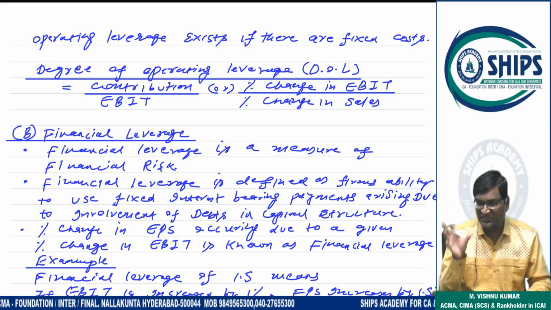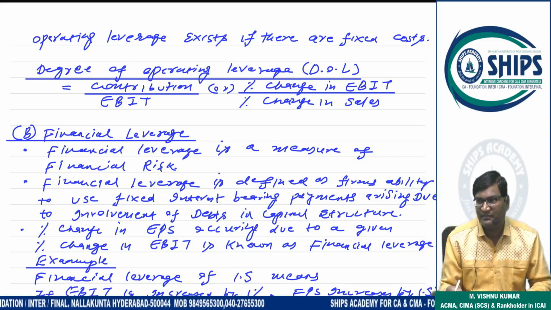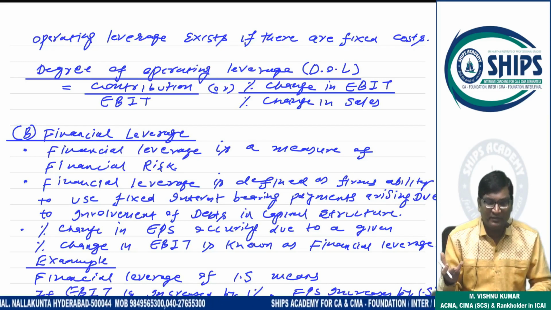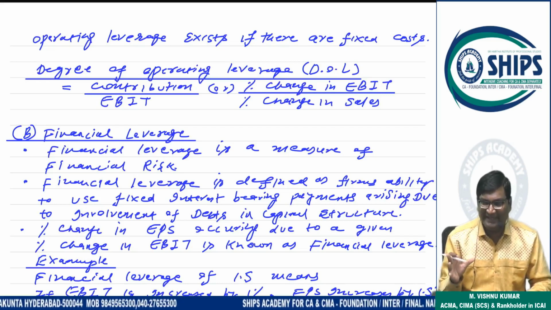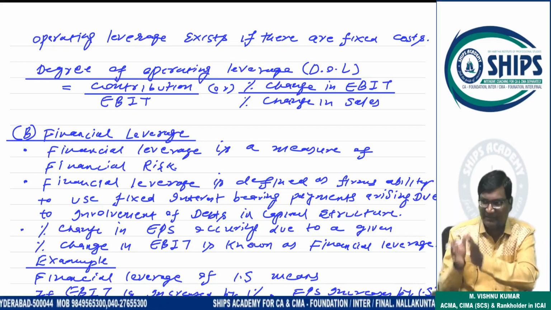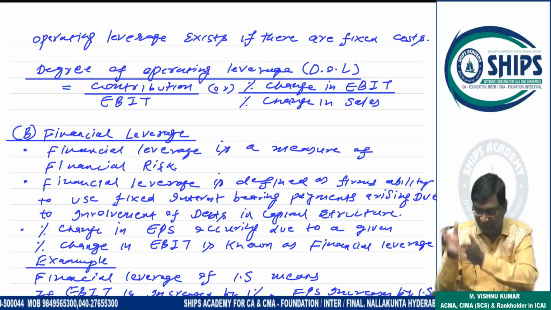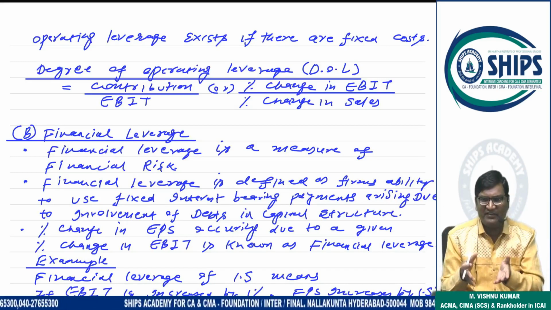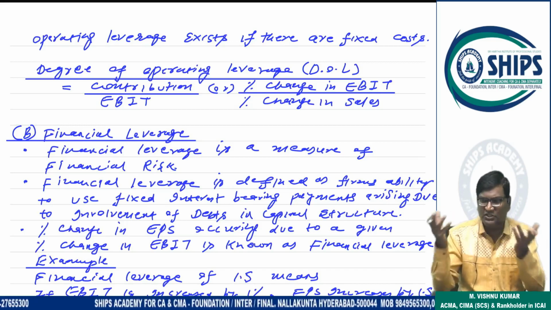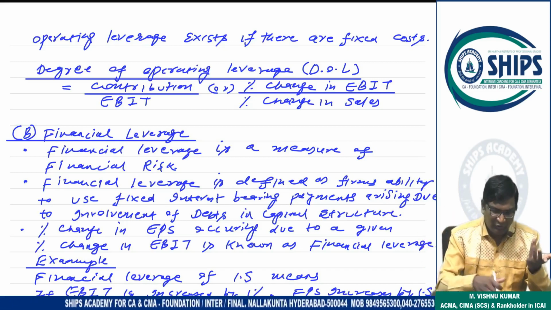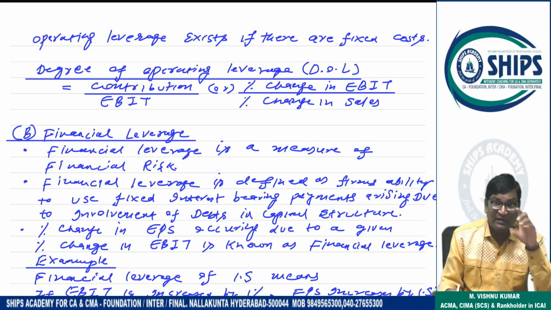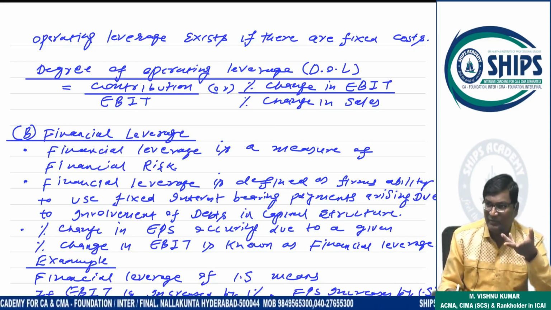When two situations are there, then only change will come. If there is only one situation, no change will take place. So the second formula will come into existence when two situations are there: this is present, this is proposed. If only one data is given, no two situations, directly you should use the first formula. Very simple. Understand? So when to use the first formula, when to use the second formula.